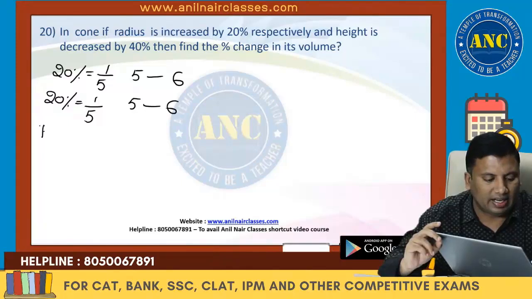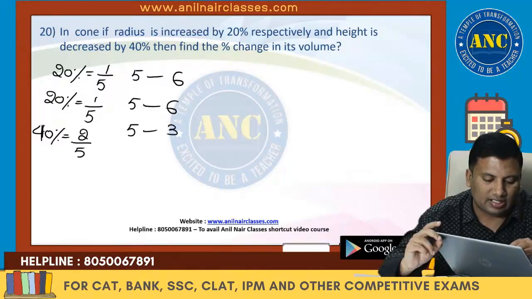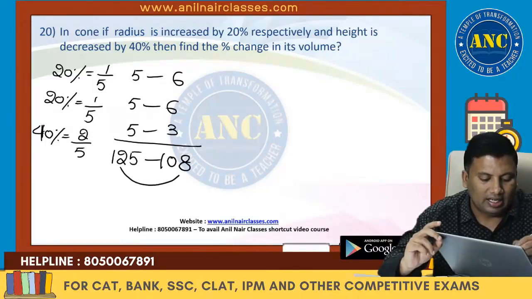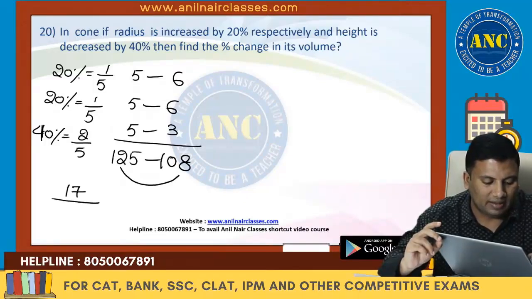Again, the height is decreased by 40 percent. It is 2 by 5, so 5 decreases to 3. 5, 5, 5 gives 125, and this is 108. The dip is nothing but 17.